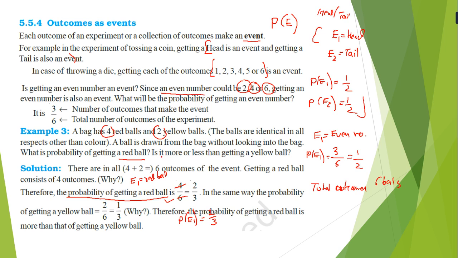Now is it more or less than getting a yellow ball? How many yellow balls are there? Only 2. Getting a yellow ball is 2 by 6, that is 1 by 3. So the probability of getting a red ball is more than that of the yellow ball. Red ball is 2 by 3 and yellow ball is 1 by 3. So 2 by 3 is greater than 1 by 3. So getting red is more likely than getting a yellow ball.